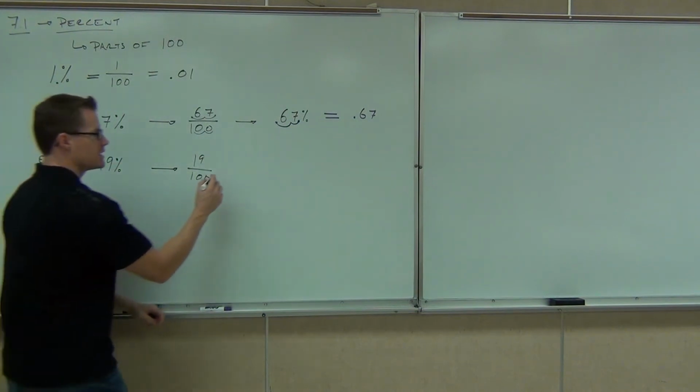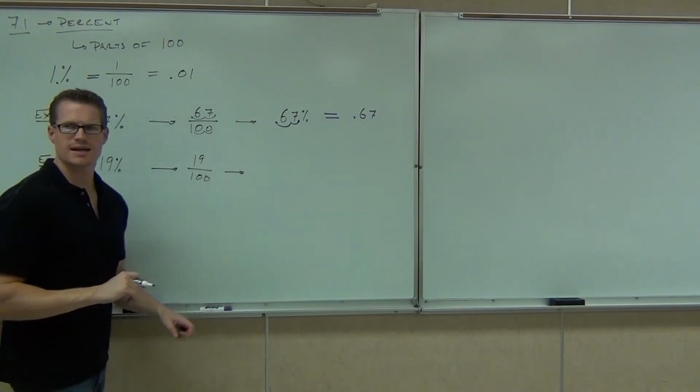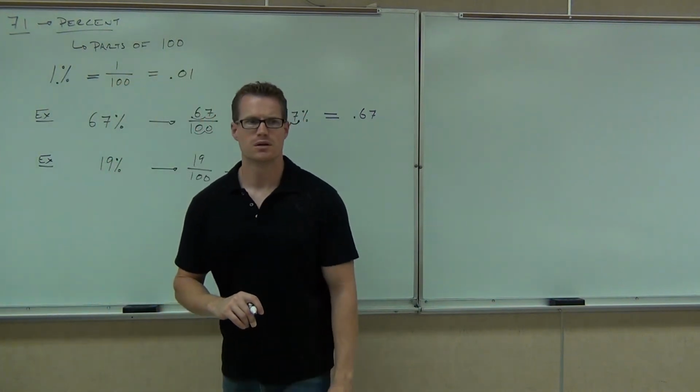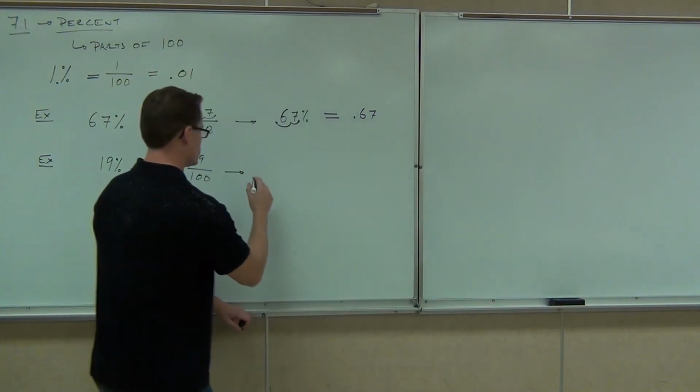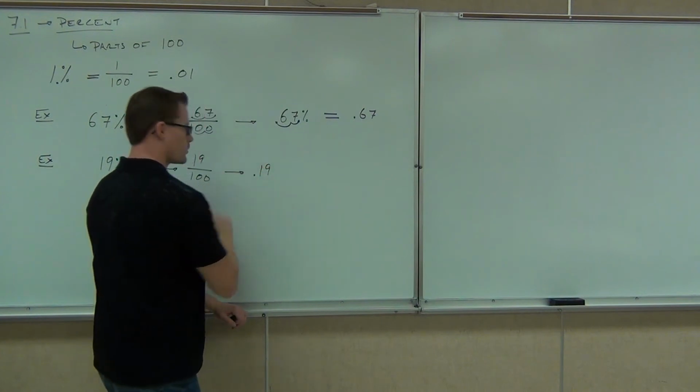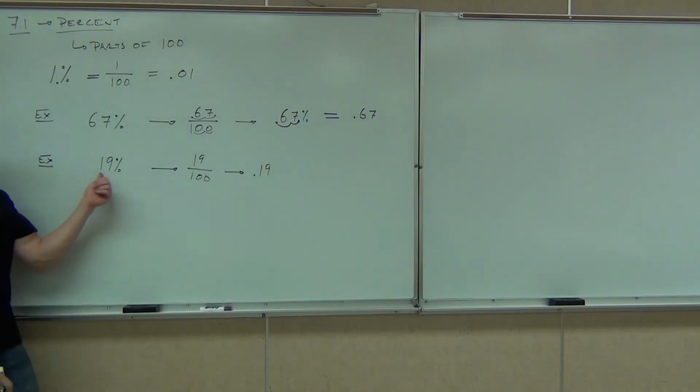How about as a decimal? What are you going to get as a decimal, folks? 0.19. We change from a percent to a decimal by moving the decimal place two spots left.